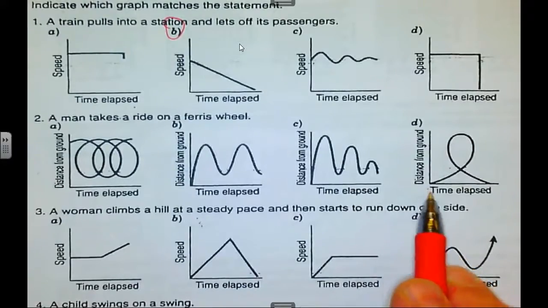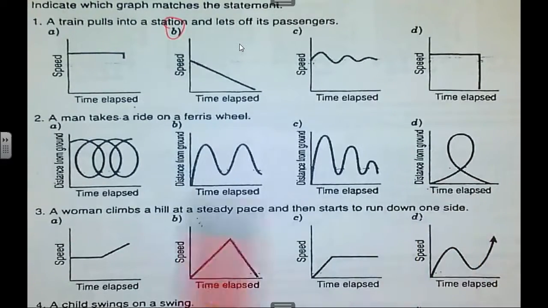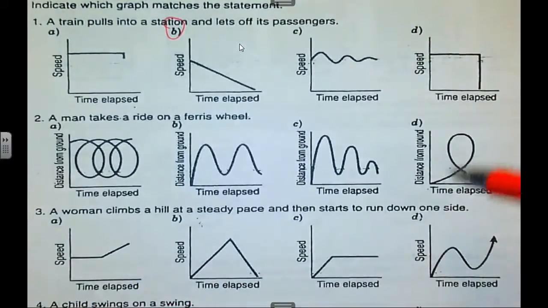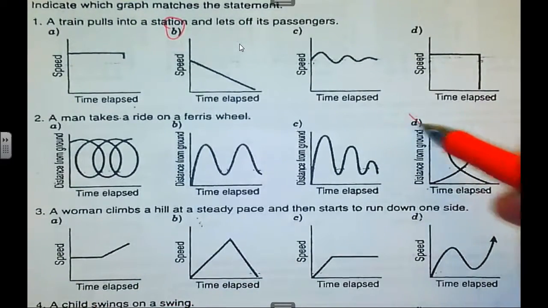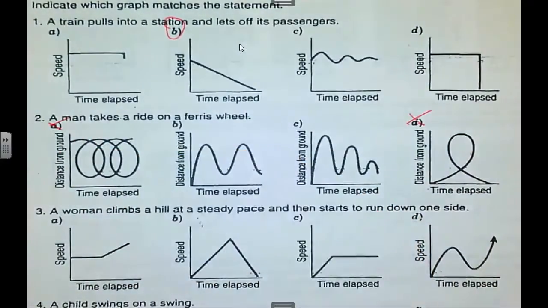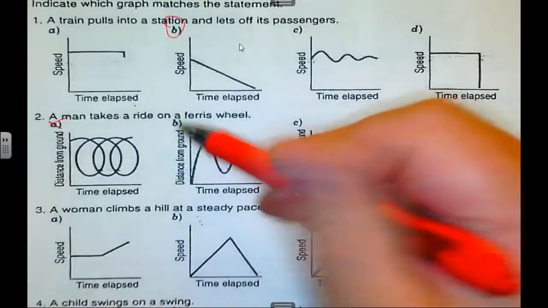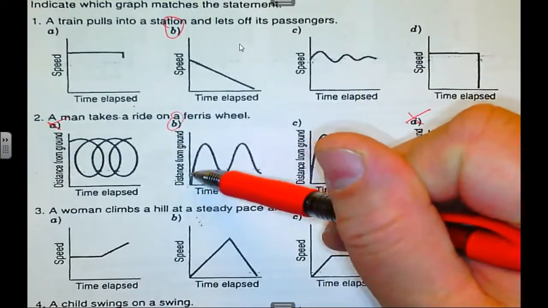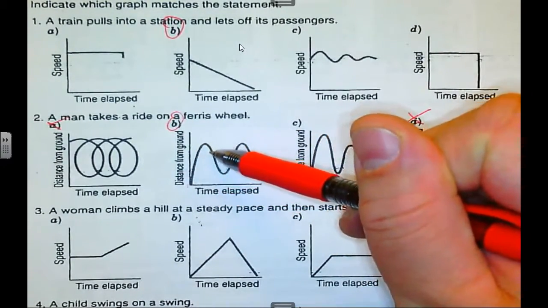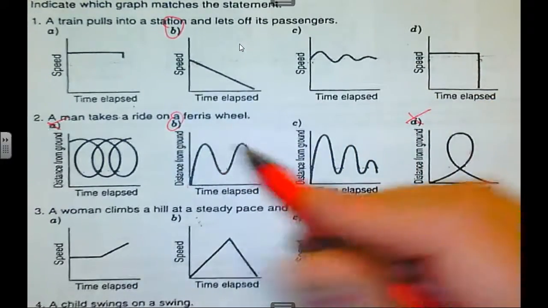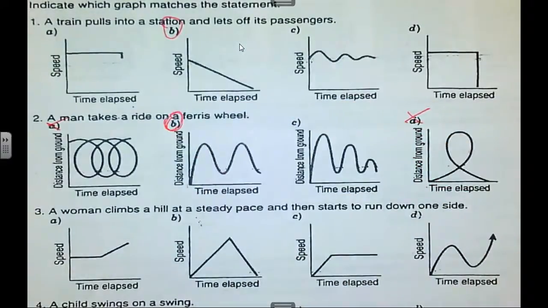Okay, now this is our time axis here, our x-axis. We could never go back in time, can we? No, so we can eliminate D and A. It's got to be B. Yeah, because it goes up in distance from the ground, then it comes around, then it goes up and down. Got to be B.